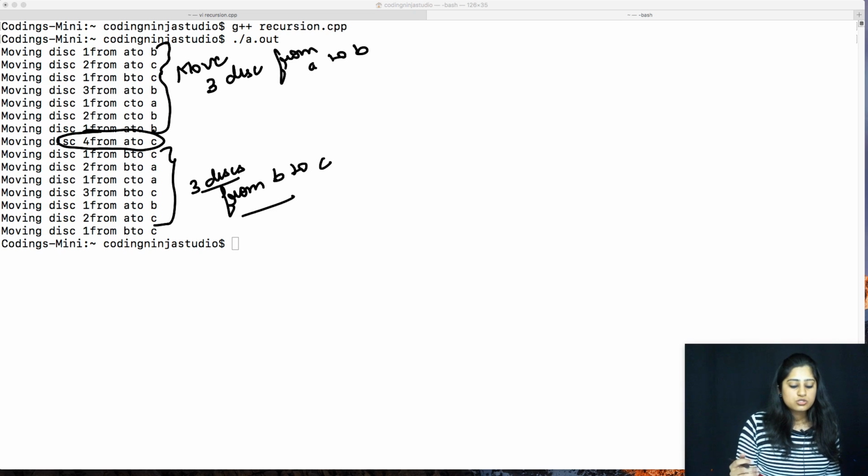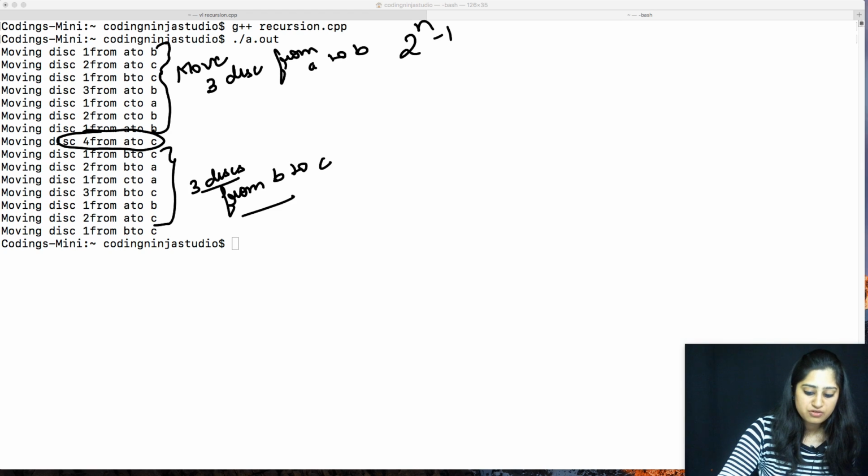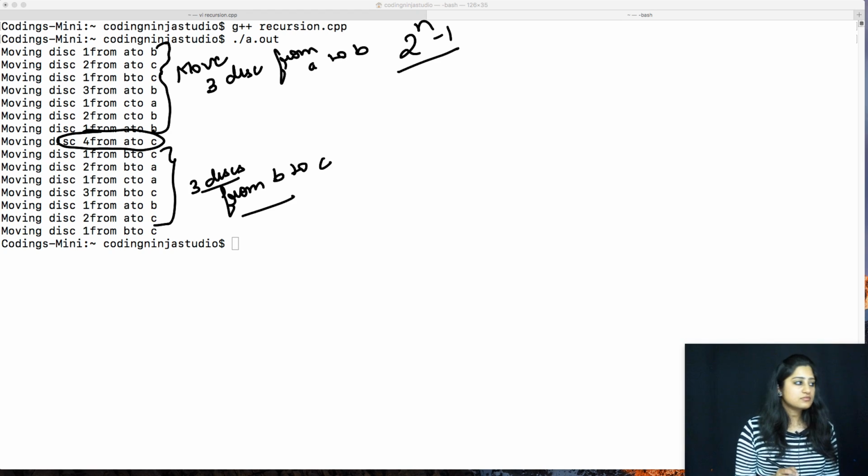Okay, so if I have to solve a Tower of Hanoi problem for n disks, then the number of steps that we actually perform are 2 to the power of n minus 1. So some of you were asking for time complexity analysis of the Tower of Hanoi problem. So we have some time with us. So let's quickly go through the time complexity analysis.